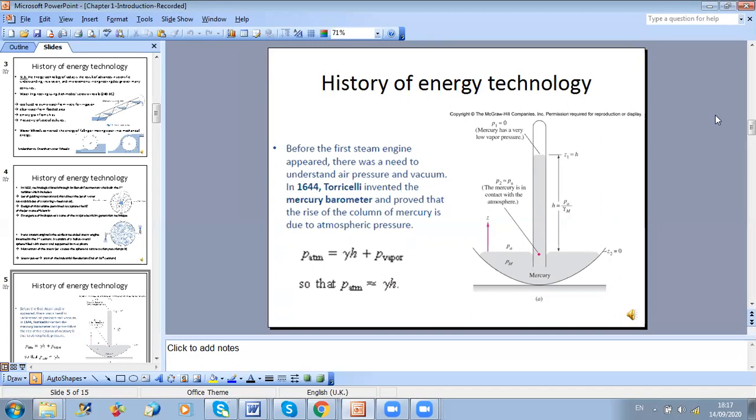Okay, so in order to know how to measure pressure, we should understand the concept of barometers. Okay, so this is a very simple device that will allow us to measure pressure in a fluid. Okay, so let us consider, for example, this is a mercury barometer.